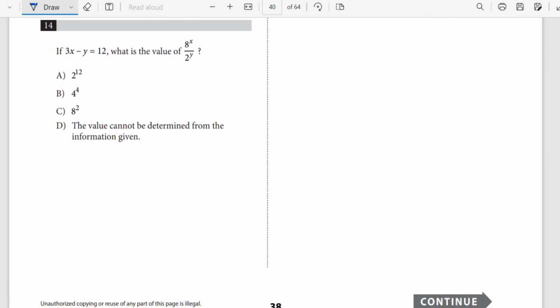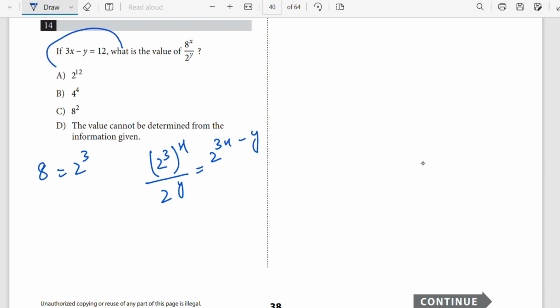Question number 14, a very easy question of indices. So 3x minus y is equal to 12, and what is the value of 8 raised to power x over 2 raised to power y? We all know that 8 is equal to 2 raised to power 3. So it is equal to 2 raised to power 3 times x over 2 raised to power y. We can write it as 2 raised to power 3x minus y. And this information is given to us, that is equal to 2 raised to power 12. So the answer is A. A is the most suitable answer.